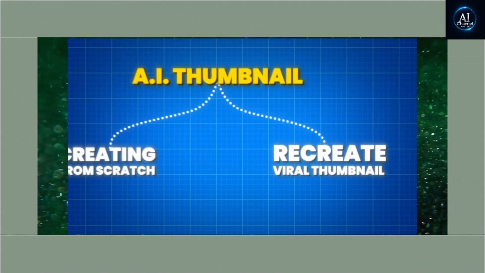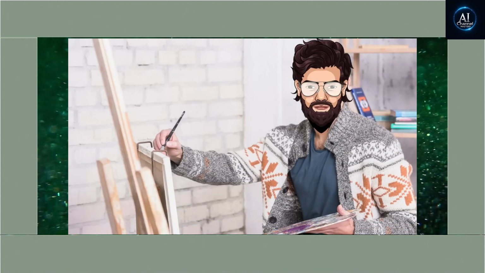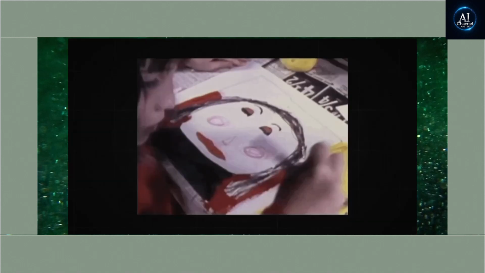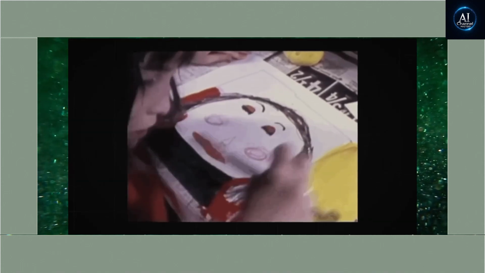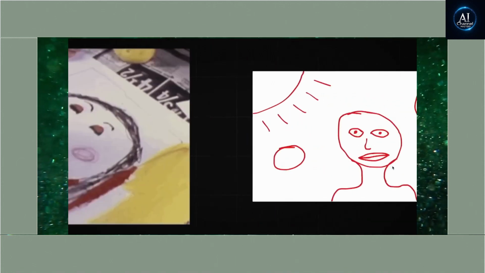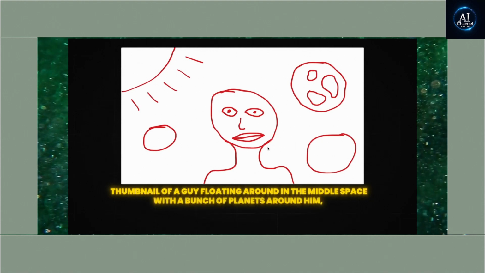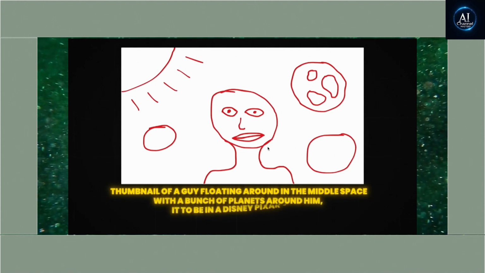The first method is to create a thumbnail from scratch by hand drawing a sketch. And yes, I mean really drawing it with your hands. Now, I know most of y'all and myself absolutely suck at drawing, but luckily that doesn't matter. All you have to do is create a sketch that looks somewhat like the result that you want. For this example, I want to create a thumbnail of a guy floating around in the middle of space with a bunch of planets around him. And also, I want it to be in a Disney Pixar style.